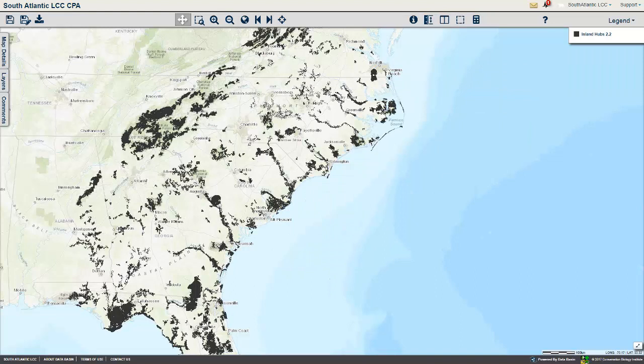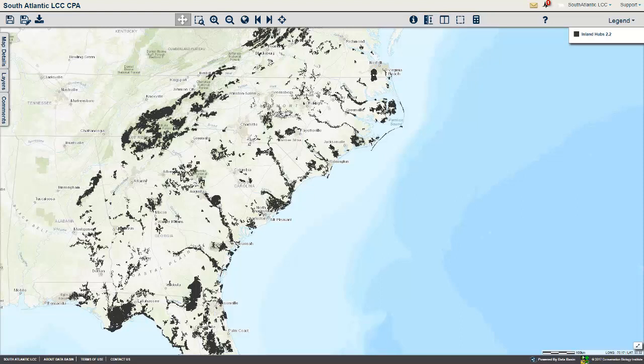So how are those hubs defined? Let's start on the inland side. Within the South Atlantic geography, the inland hubs are basically large patches of areas with high ecosystem integrity scores and large patches of protected lands. To get our potential hubs, we combine the top 10% of the inland ecosystem integrity scores, which become highest priority in the blueprint, with permanently protected lands from the Nature Conservancy's Secured Lands database.